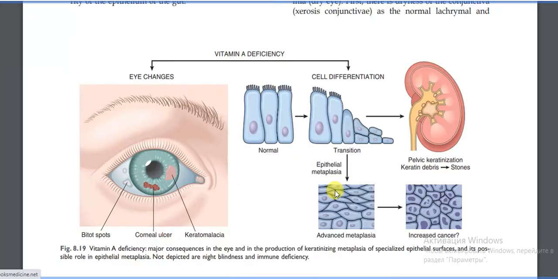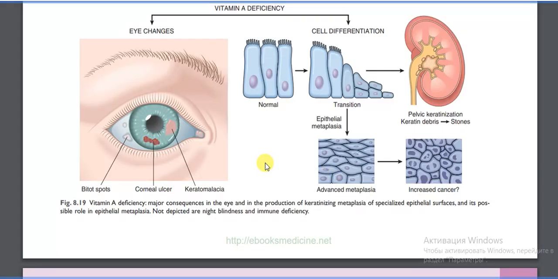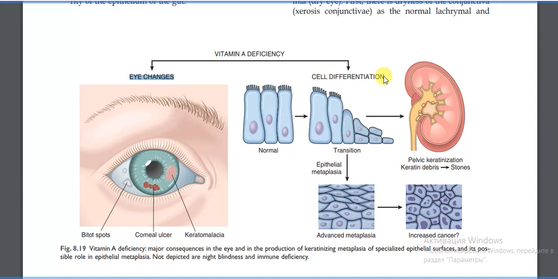Let's continue. So these are the effects of vitamin A deficiency. We can divide them into eye changes and cell differentiation changes. Eye changes include keratomalacia, present on the eye, also corneal ulcer, impaired vision, and Bitot spots, keratinization of the cornea. And they challenge cell differentiation from normal to transition to metaplasia, and it causes epithelial metaplasia.